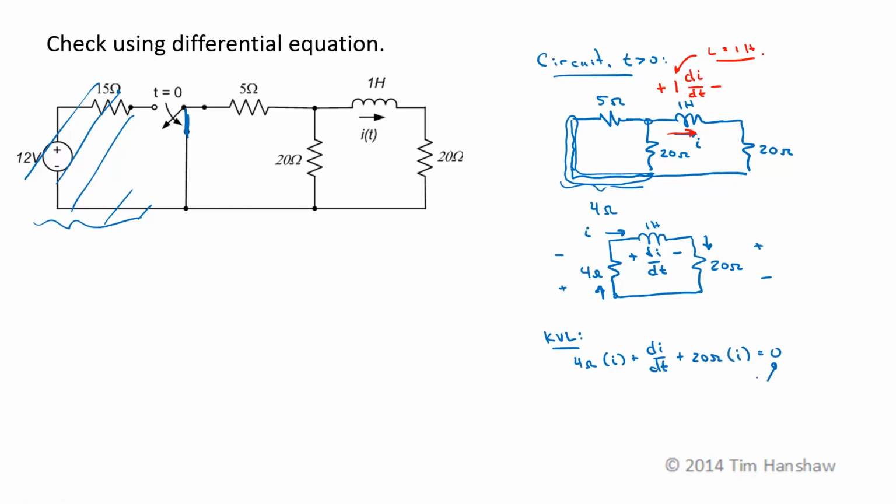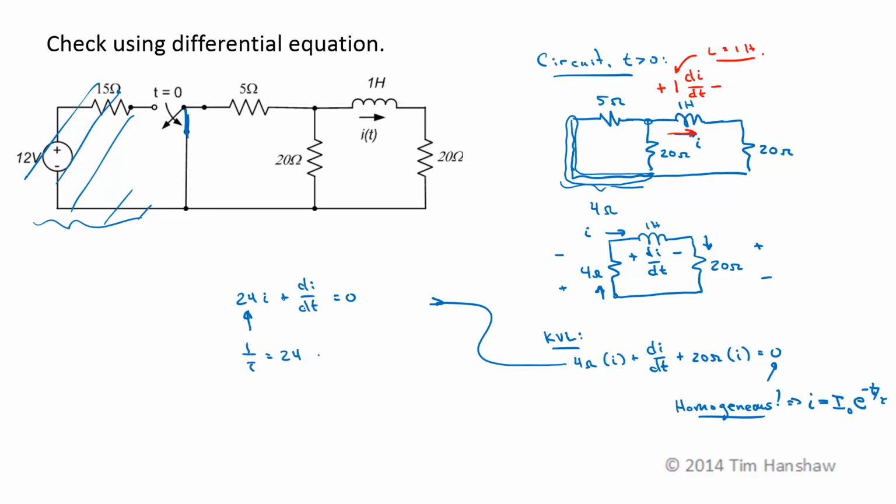Okay, this is good news. This 0 here means that it's a homogeneous equation. So i of t is going to be I0 e to the minus t over tau, so we have the right form of the solution from our previous analysis. Now we can find a time constant by rearranging this equation. This equation becomes 24i plus di/dt equals 0. So 1 over tau is 24, so tau is equal to 1 over 24 seconds, which is the same answer we got before, so we can be pretty sure we're doing things right now.